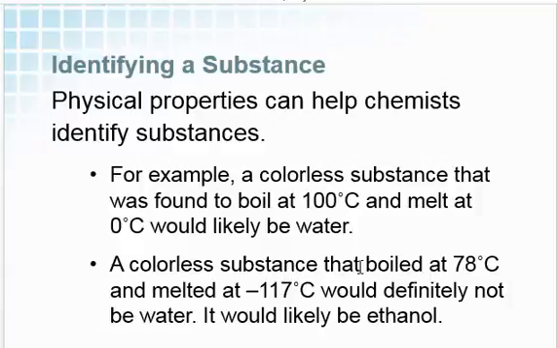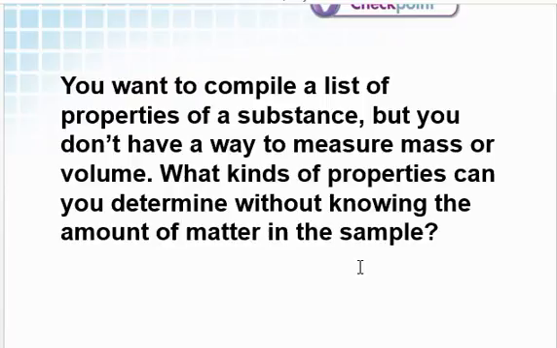For example, a colorless substance that was found to boil at 100 Celsius and melt at 0 Celsius is almost certainly going to be water. But if another colorless substance boils at 78 degrees Celsius and melts at negative 117 Celsius, that would definitely not be water. It would probably be ethanol or some other alcohol.